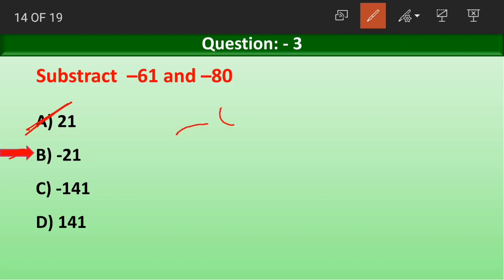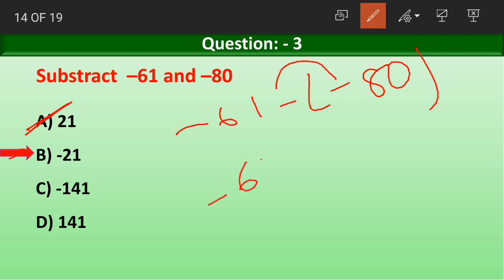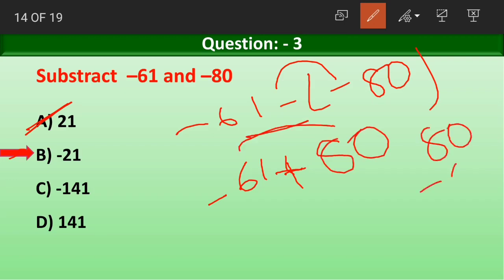How means? Minus 61 minus of minus 80. Now minus into minus becomes what? Minus into minus becomes plus. Minus 61 plus 80. If we write this in subtraction form, 80 minus 61, the normal subtraction we do. 80 minus 61 gives us the answer of 19. Oh sorry, it is not 21, it is 19.